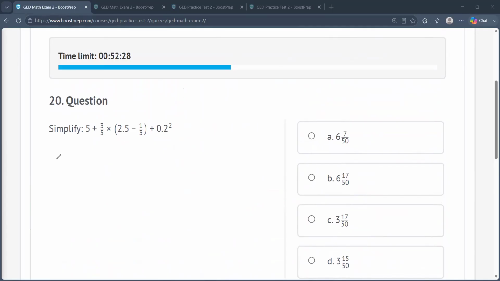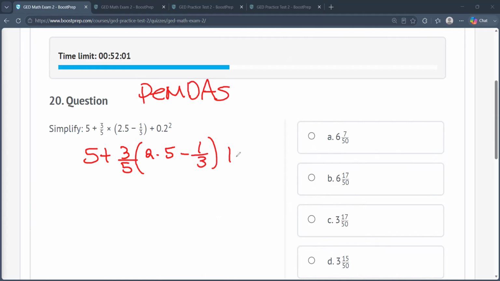Question 20. Simplify 5 plus 3/5 times 2.5 minus 1/3 plus 0.2 squared. This is an order of operations problem, PEMDAS. So let me write it out again: 5 plus 3/5, parentheses, 2.5 minus 1/3, close parentheses, plus 0.2 squared. Okay, so I just rewrote it. Let's see what we have to do first.